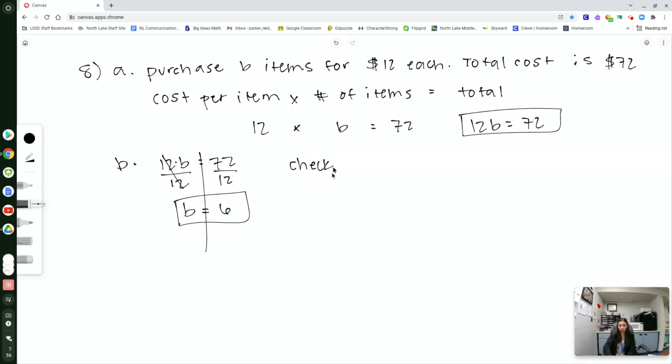But let's check just to be sure. So I'm going to take my equation, 12b equals 72. And I'm going to replace b with 6 because that's what I think it's supposed to be. 12 times 6 equals 72. And now I'm going to actually multiply 12 and 6. 12 times 6, that is 72. So I get 72 equals 72. Perfect. This confirms that b equals 6 is the correct solution. B does need to equal 6 to make this equation true.